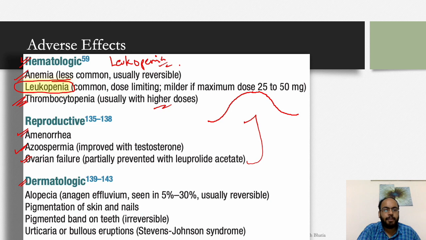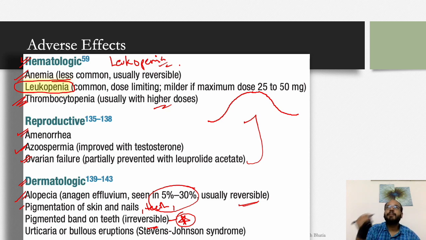As per skin, alopecia like anagen effluvium can be seen in 5 to 30% and it's usually reversible when the doses are stopped. Pigmentation of skin and nails: skin, nails, teeth, and even mucosas like oral and esophageal mucosa pigmentation have been described. One thing to remember is that pigmentation of the teeth is irreversible. This is known as permanent pigmented band of teeth, and it is mainly seen in patients with long-term cyclophosphamide use. Remember that teeth pigmentation is irreversible. SJ syndrome has also been reported with cyclophosphamide.